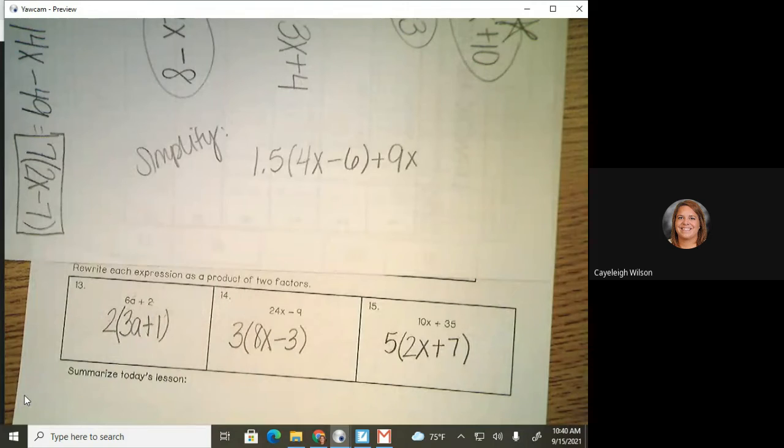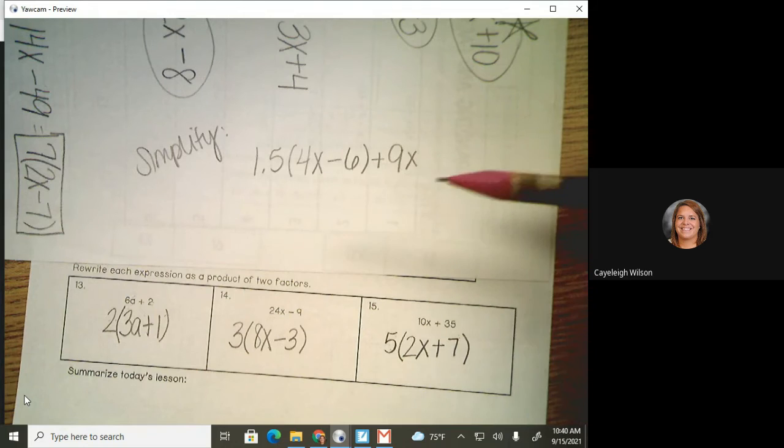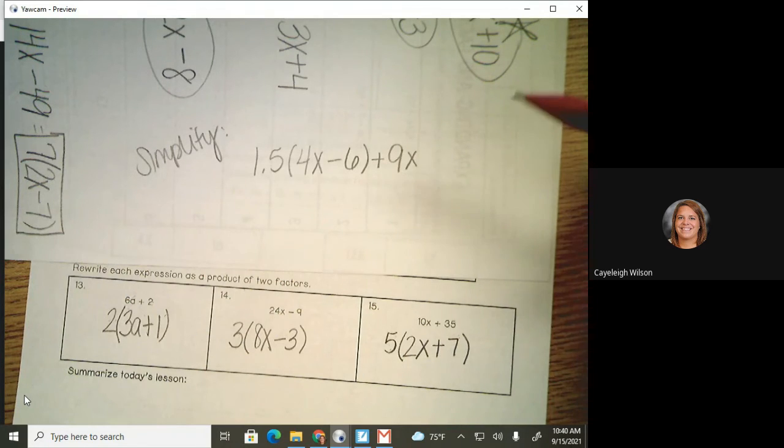So remember we talked about how the word to simplify means that you distribute and combine like terms. If I was to read this one, Angel, I would read it as 1.5 times 4x minus 6 plus 9x. So that's my hint that I need to multiply and then add. So I always distribute by doing the parentheses first.